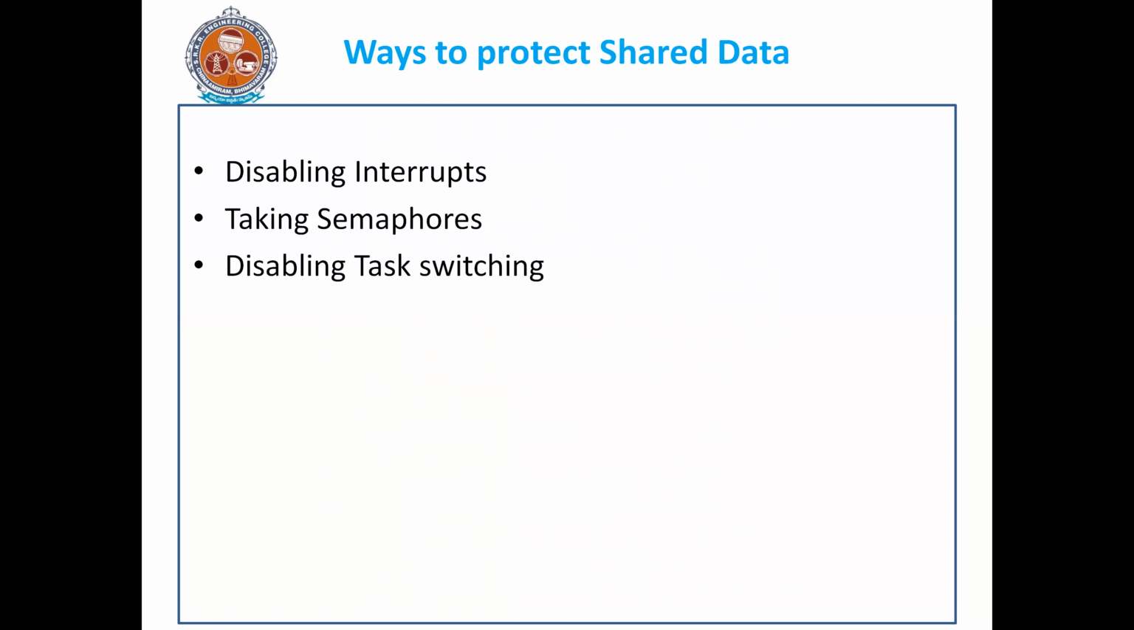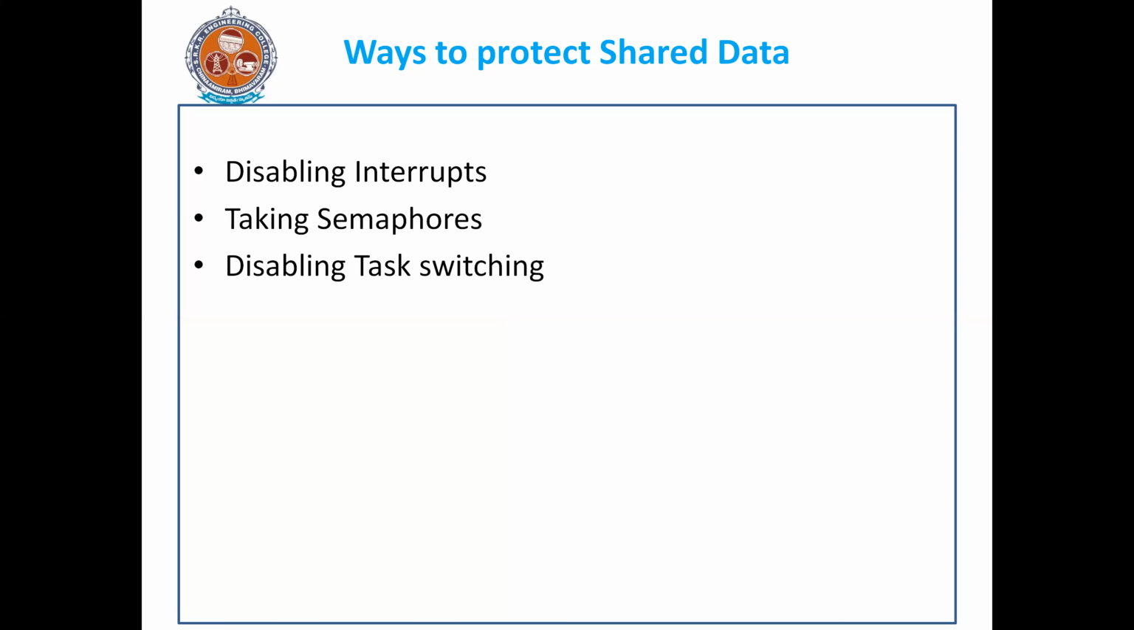Till now we have seen how to protect the shared data using semaphores. The different ways to protect shared data are, first, you can disable the interrupts. Once an interrupt occurs, immediately the control goes to the ISR, the interrupt service routine. So if you disable the interrupts, then you can protect the shared data.